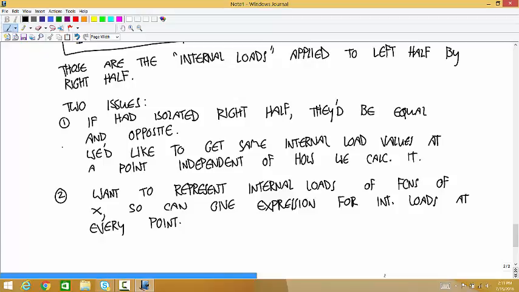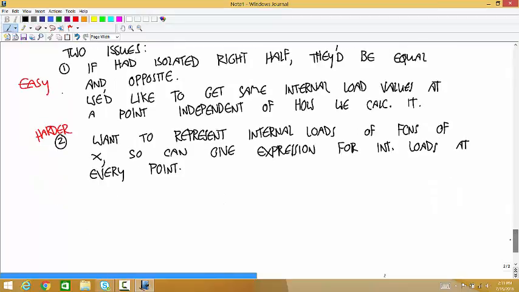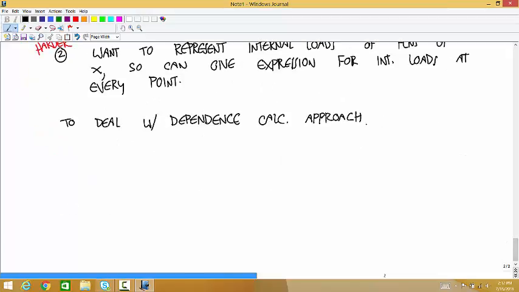So here's the new sign convention. The first one of these is easy. The second one is harder. I mean, that's what most of the difficulty is going to come from. But to deal with the dependence on the calculation approach, we're just going to introduce this sign convention.